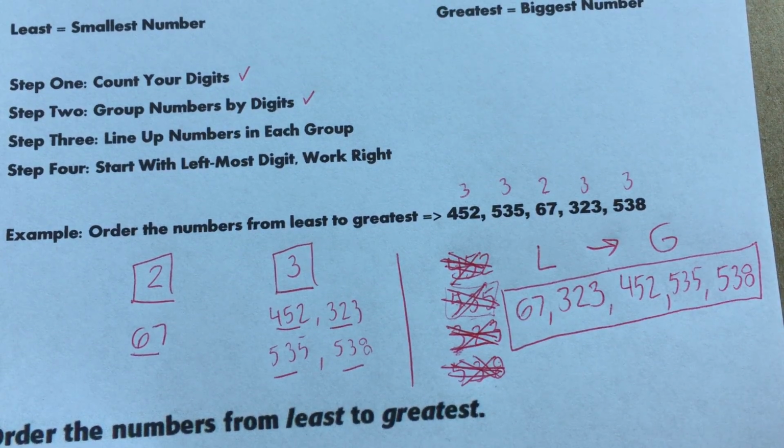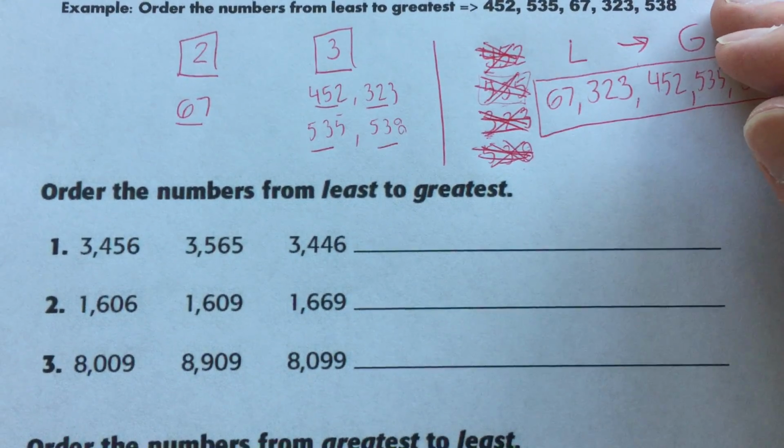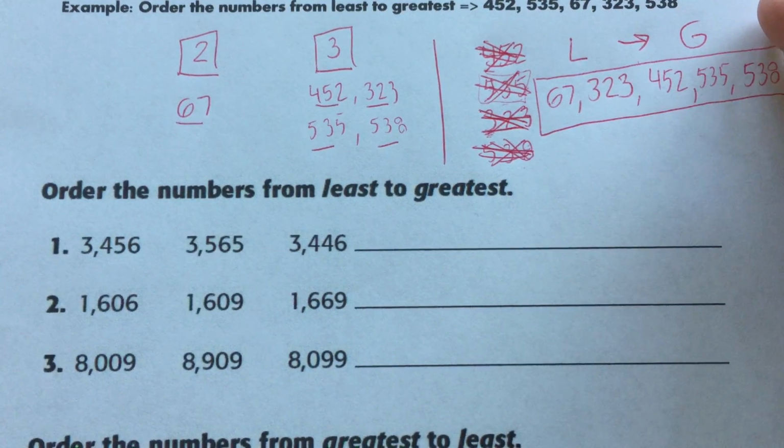Perfect. Now you might have more numbers than that to compare. You might have fewer than 5 numbers to compare. Down here, our next set that we're going to practice, we only have 3.